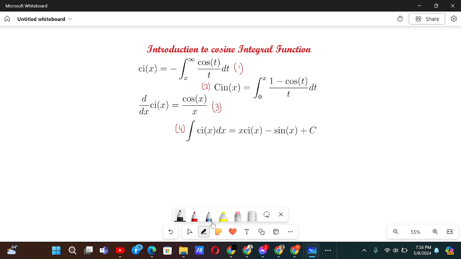Introduction to cosine integral function. Okay, so here are some few random facts about this cosine integral function. We will discuss that in this video.